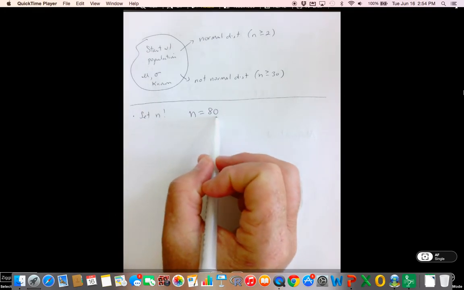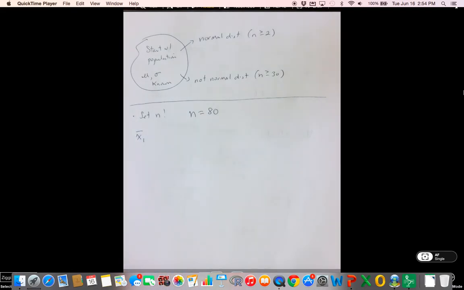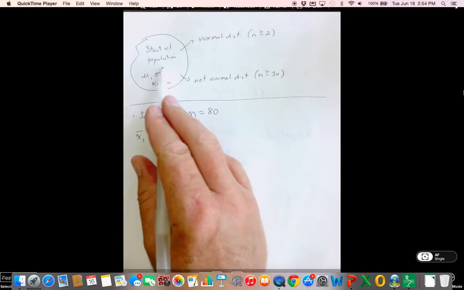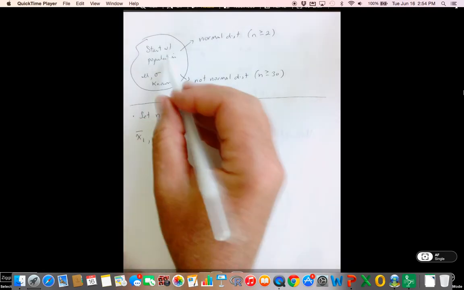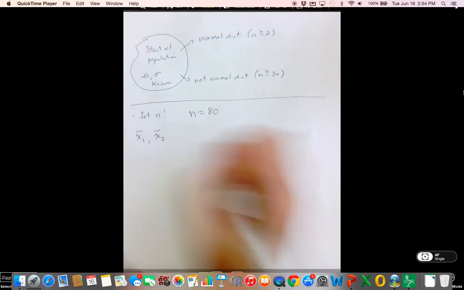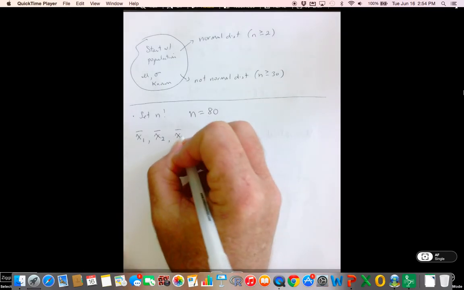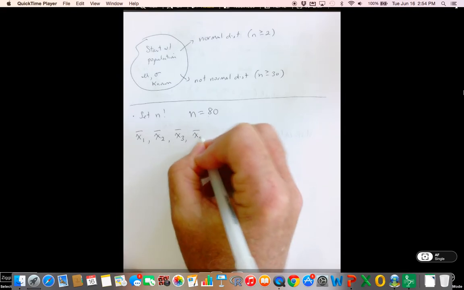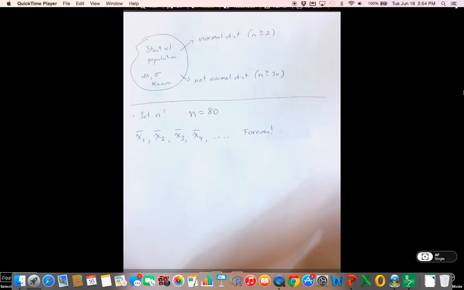I'm going to add up all the 80 scores, and I'm going to get my first sample mean of size 80. I'm going to throw these 80 people back into the mix. Imagine going in and mixing them up with your hands, if you will. I'm going to pull another 80 people out. I'm going to get my second sample mean of size 80. I'm going to do that again, and again. And ultimately what I'll think about is doing that forever.